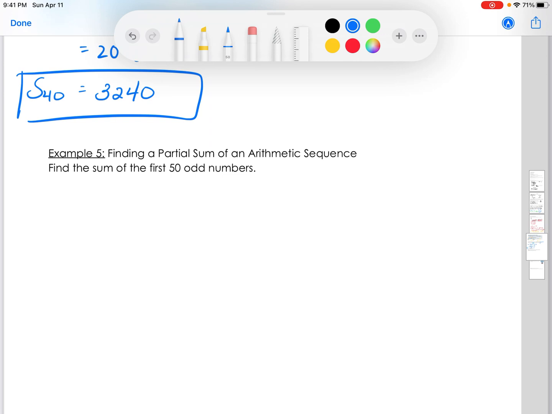All right, and the next we want to find the sum of the first 50 odd numbers. So 1, 3, 5, 7, and so on. All right, so that means A is 1. It looks like we're adding 2 each time, so D is 2. And we want N equals 50. So again, we're going to use that same first formula.